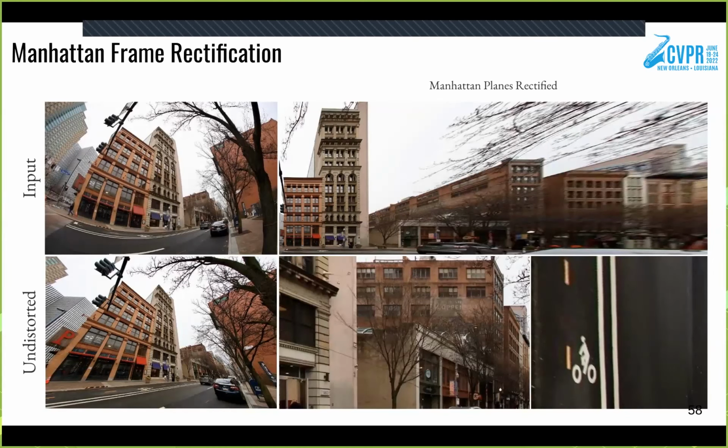This is Manhattan frame rectification. You have inputs on the top left, and then on the bottom left, the cutout is distorted, and then the 3 Manhattan planes are rectified on the right. And it's an impressive result, I think, because if you look, for example, at this little bike guy on the bottom right, you look in the image, the kind of distortion that he's experiencing, and we can completely remove that. High accuracy.